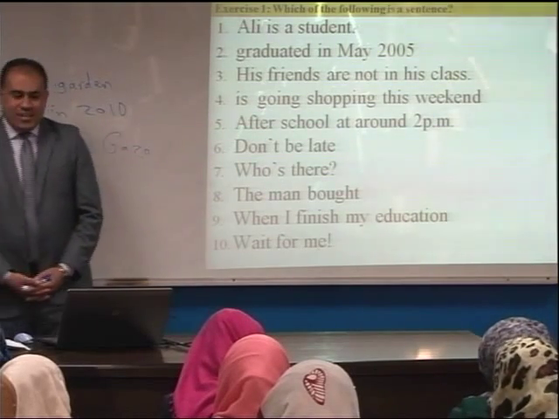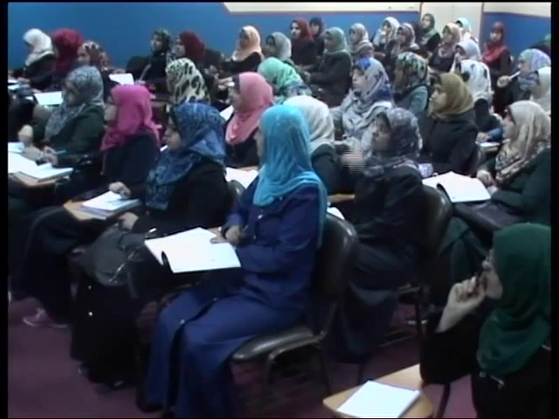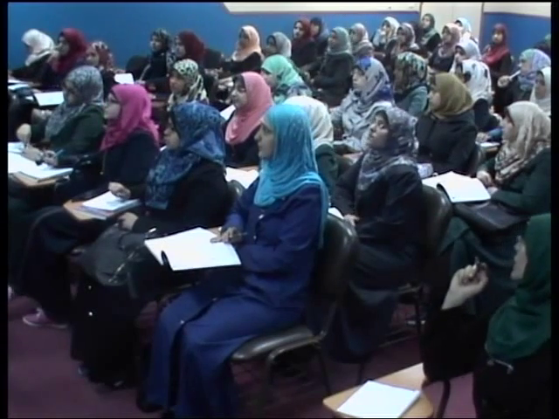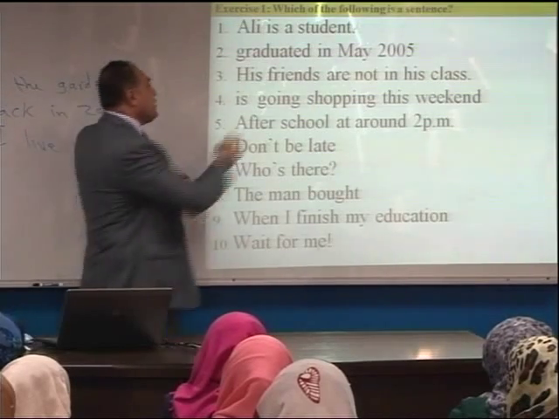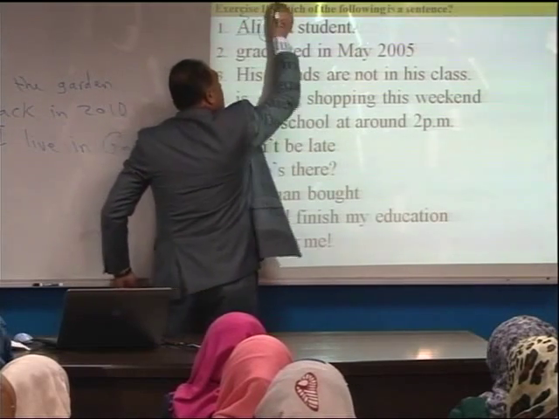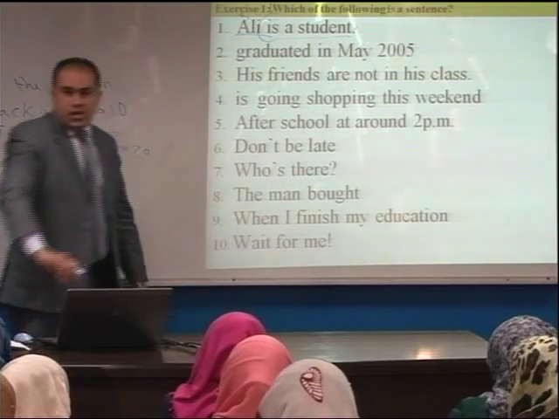Alright, let's see. The first one. Yes, please. The first one is a sentence. Ali is a student. Is it a sentence? Yes. Why is that? It has a subject, a verb, and the meaning is complete.